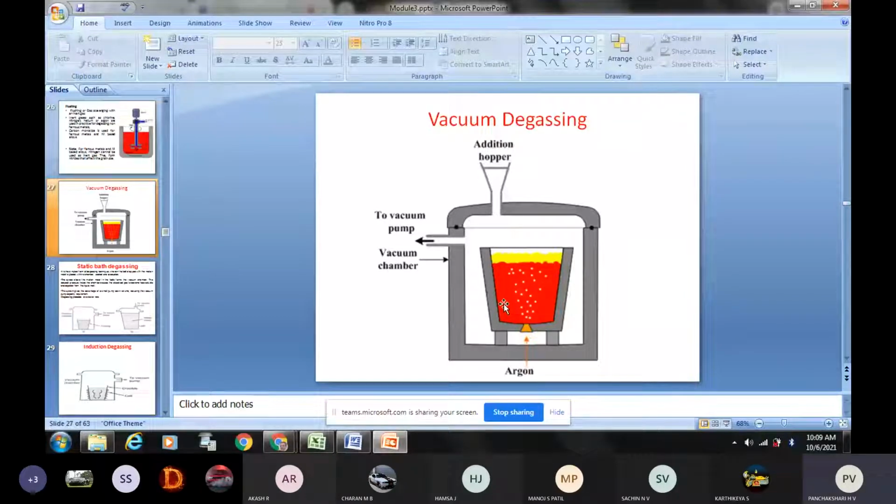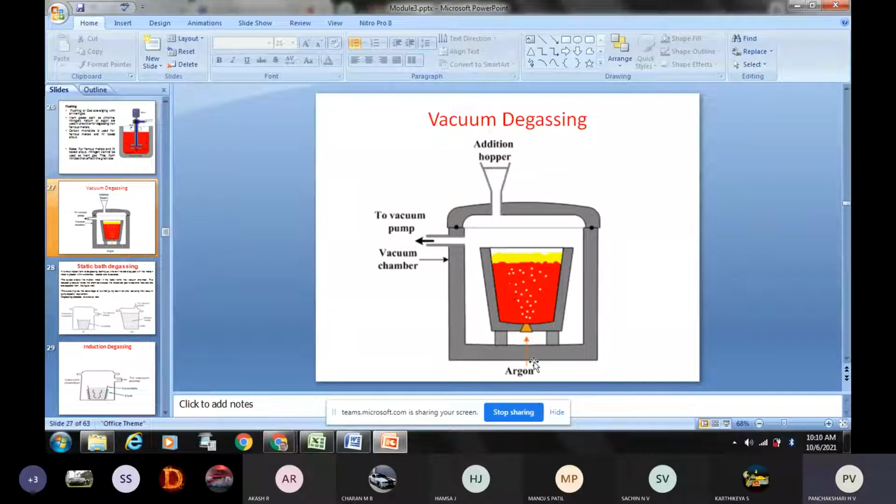This is the vacuum chamber. Completely inside, 100% vacuum is maintained, and this is the crucible which is placed inside the vacuum chamber. The liquid metal is collected in the crucible, and it is fed through the addition hopper. So through this, liquid metal is added.